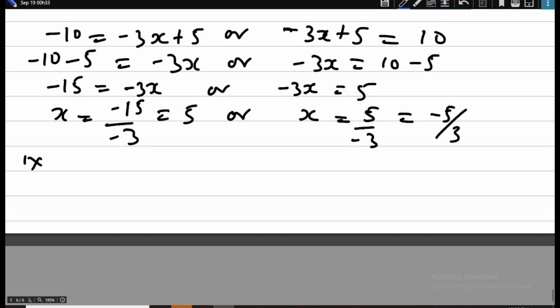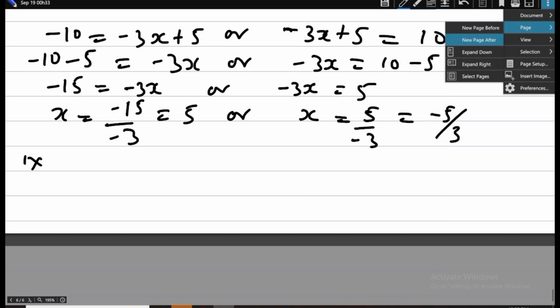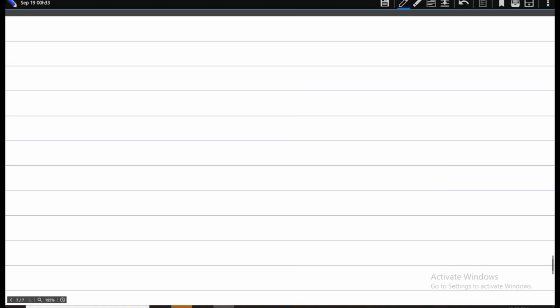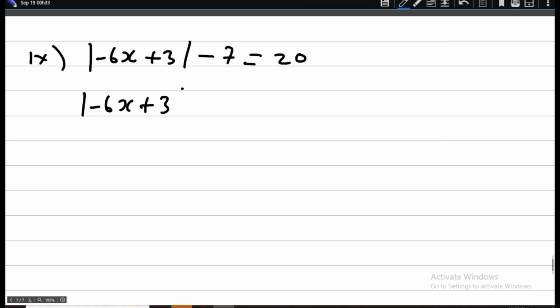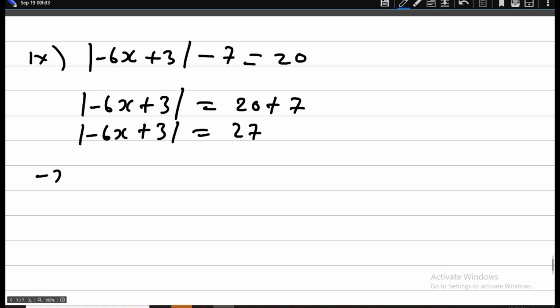question number IX said the absolute value of minus 6x plus 3 is equal minus 7 is equal to 20. Okay, so we say that the absolute value of minus 6x plus 3 is equal to what? 20 plus 7. So the absolute value of minus 6x plus 3 is equal to what? 27. So we now have that minus 27 is equal to minus 6x plus 3, which is equal to what? 27. So we collect like term that minus 27 minus 3 is equal to what?